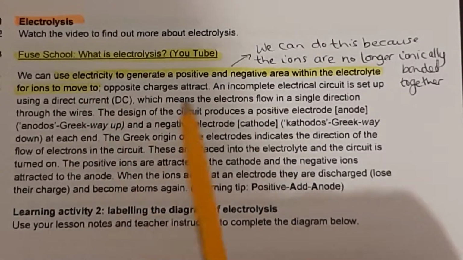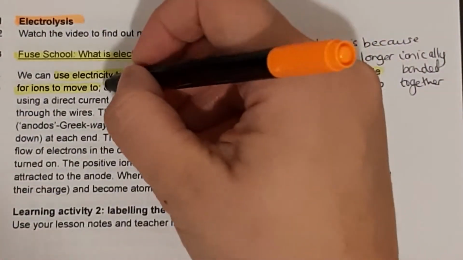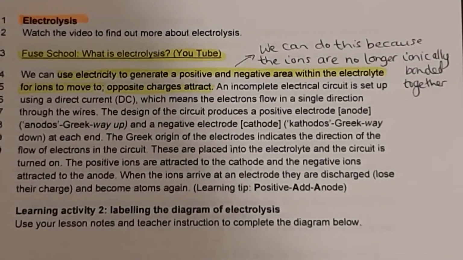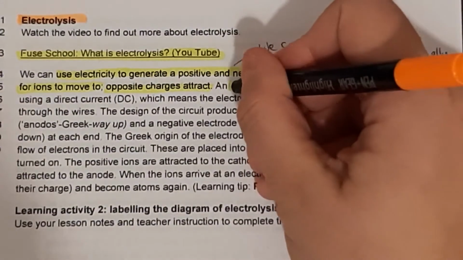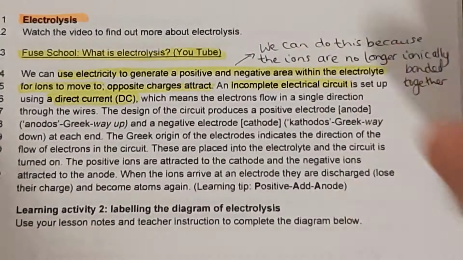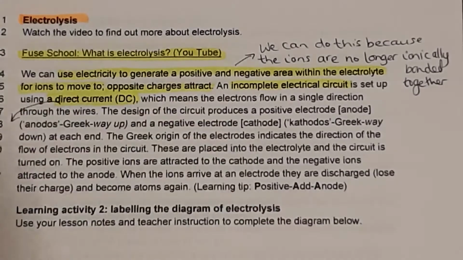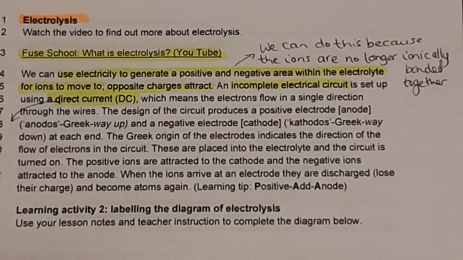And they can do this because those ions are no longer ionically bonded together. Remember, the opposite charges attract, so your positively charged ions are going to move to the negatively charged area using the electricity, and the area that's been turned into a positive area with electricity is going to attract the negatively charged ions. Now, we set up an incomplete electrical circuit using a direct current. Now, a direct current is made using a battery, okay, and you can set this up, and that means that the current always flows in one direction.